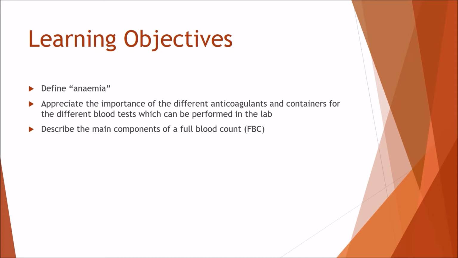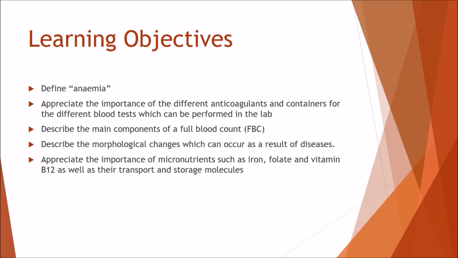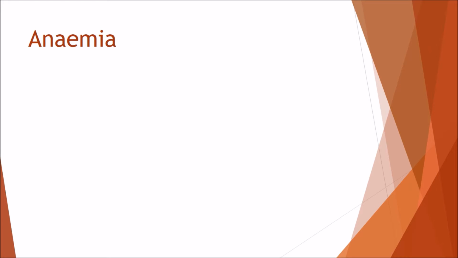So you can describe the main components of a full blood count, or FBC as it's abbreviated to. Describe the morphological changes which can occur as a result of diseases. So these are all the different morphologies you can actually visualize under a microscope, and you can see the different shapes and sizes of the red blood cells itself. And to appreciate the importance of micronutrients such as iron, folate and vitamin B12, as well as their transport and storage molecules. Okay, so now we're going to start off by just saying what is a general definition for anemia.